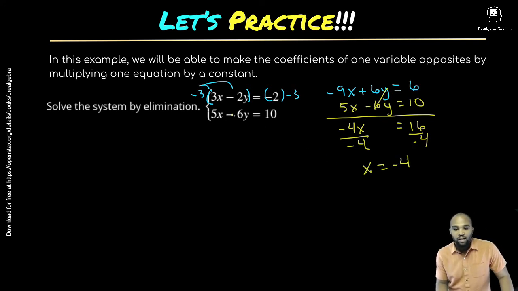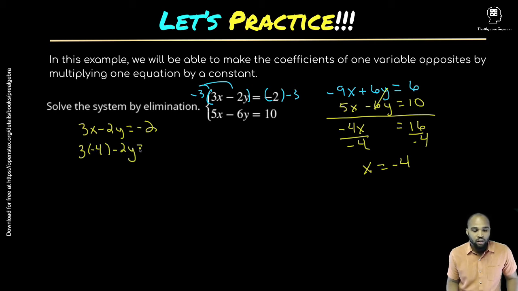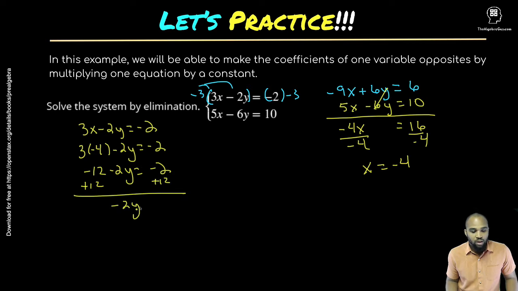Plugging my x back in to find the y value, let's choose this top one. So I'll do 3x minus 2y equals -2, but I'm going to plug in -4 for x. And now everything's in terms of y. 3 times -4 is -12, minus 2y equals -2. Getting my y by itself, I'm going to add 12. That leaves me -2y equals 10, dividing both by -2.